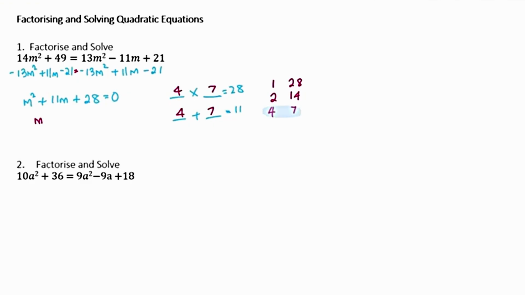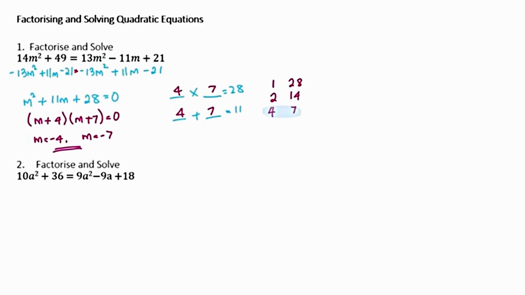So to factorize this, we can write it as m plus 4 and m plus 7, and to solve it, we equate it to 0. So for the first bracket, m will be equal to minus 4, and the second solution will be m is equal to minus 7. For number 2, we can also see that this is not equal to 0.